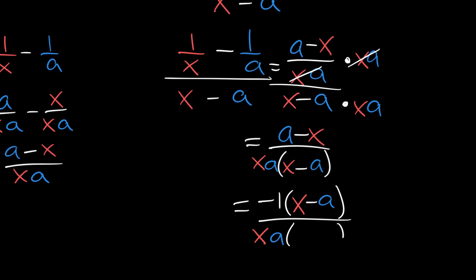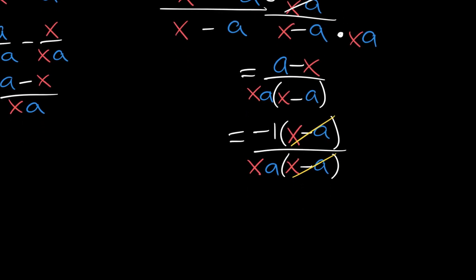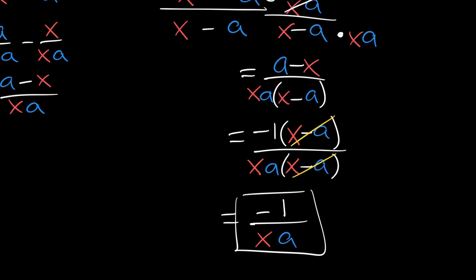times also x minus a. And now these can cancel. I'll do that in yellow. These can cancel. And finally, what we're left with is equal to -1 over xa. And that would be that answer.